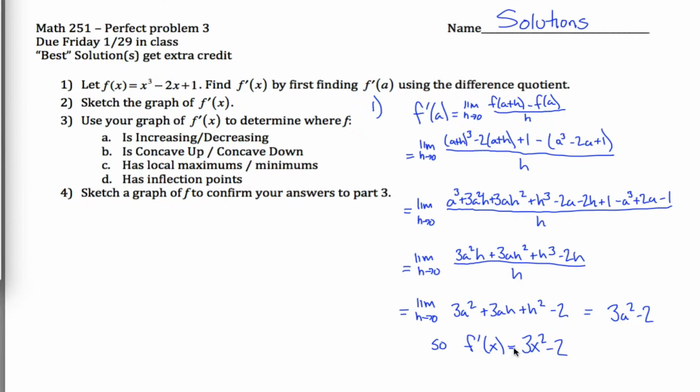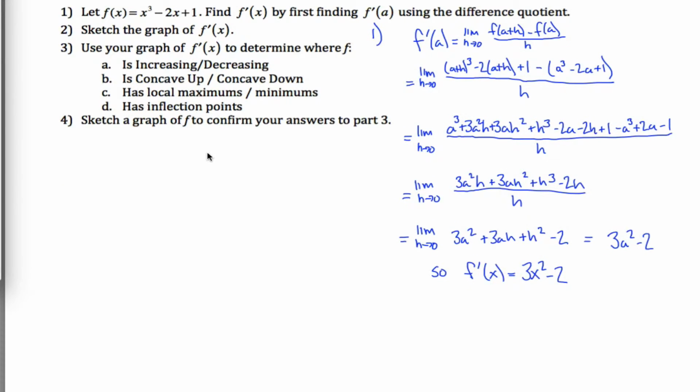Part 2 says, okay, this f prime of x thing, because you're using x as the variable, you might be thinking about it as a function. If it's a function, you can graph it, so graph that thing. All right, I guess I can do that.